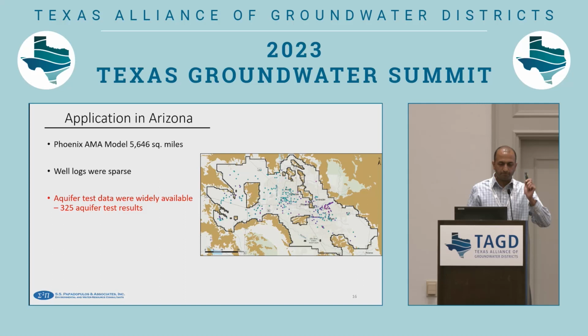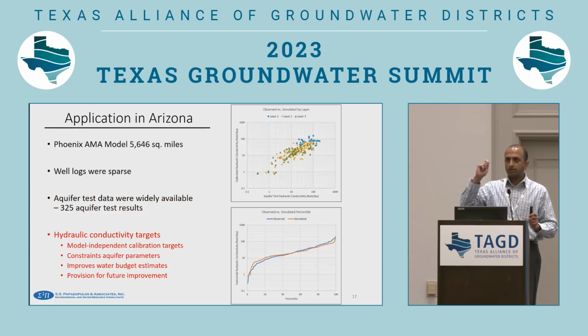Well logs were sparse, but on the flip side, they had a great set of aquifer test data available. And so that was very encouraging. They had about 325 aquifer test results spread out in the model, which was great information to use. Even before we started any modeling runs, we had a grid to work with. Even before we started running the model at all, we had a model-independent calibration target in the form of aquifer tests that are out there.